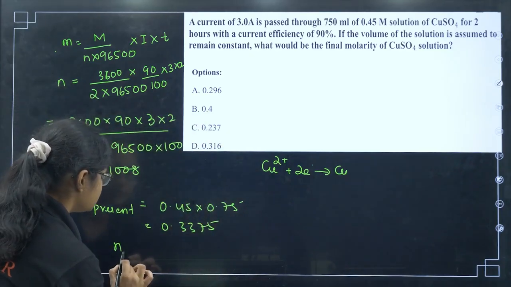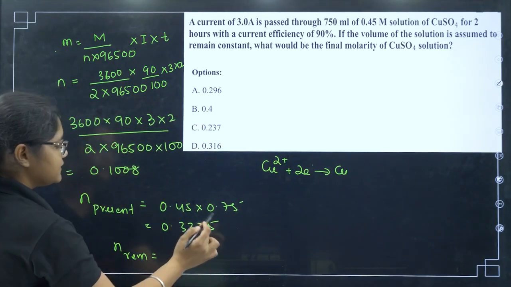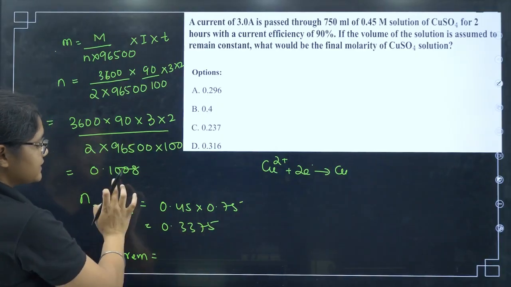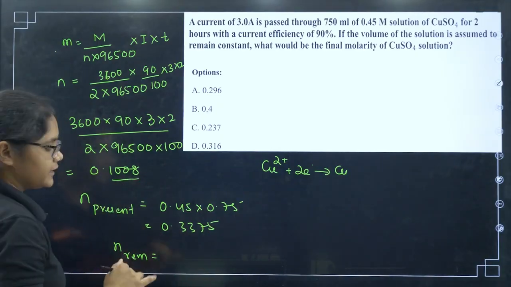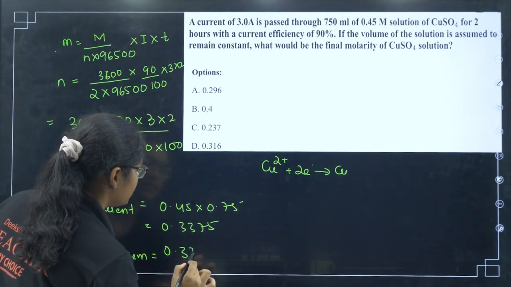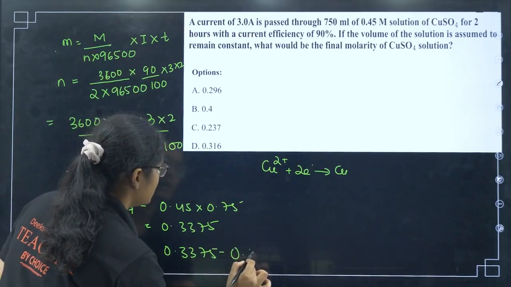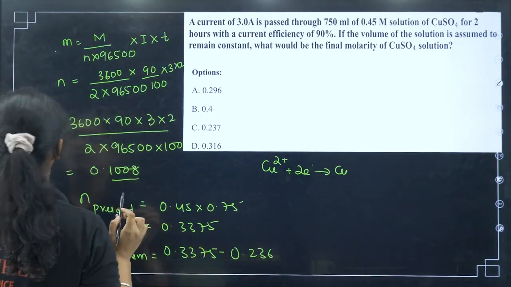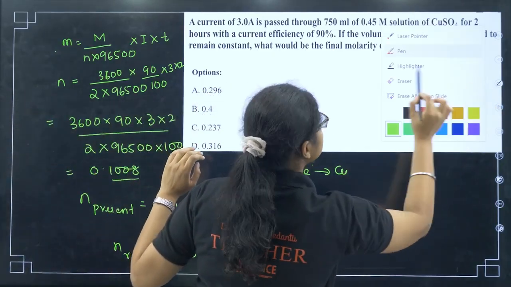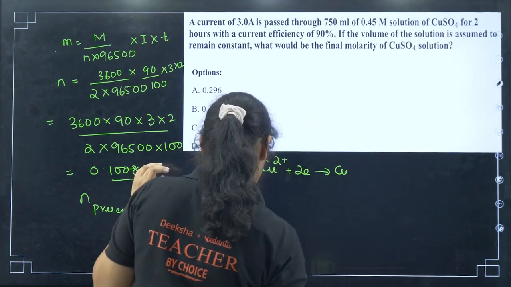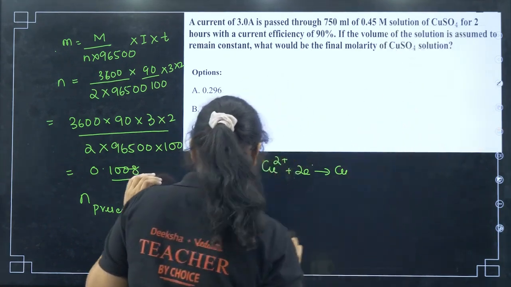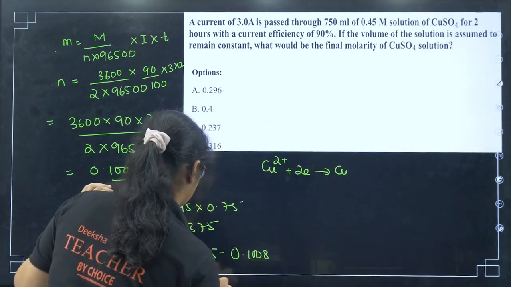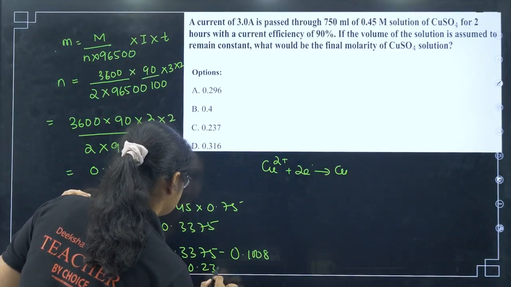Next, number of moles of copper sulfate remaining. Now see, this much was originally present and this much was deposited. So how much will be remaining? 0.3375 minus 0.1008. Just a minute. Yes, so I will have 0.1008 and that will give me 0.2367.